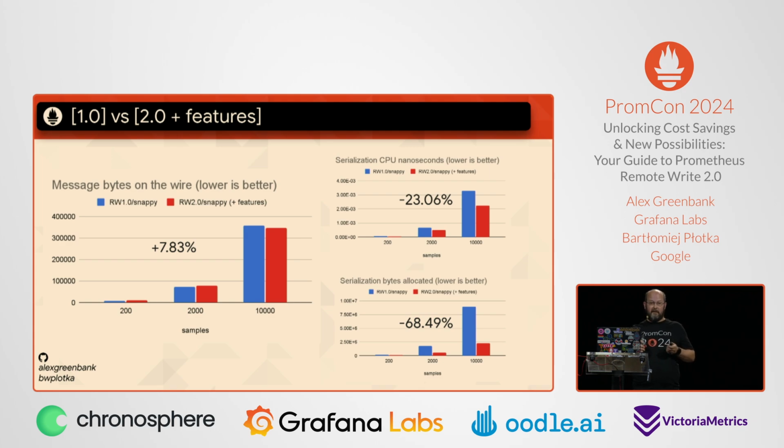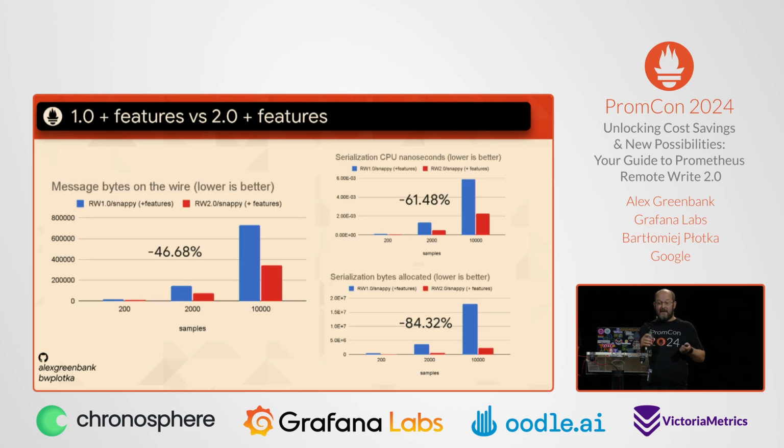as exemplars and native histograms. We now see considerable reductions in all 3 measures. Remember, lower is better in each of these. At all batch sizes tested, small, default, and large, the percentages displayed refer to the default batch size of 2,000 in the middle. The numbers are looking really good, but it can get even better.